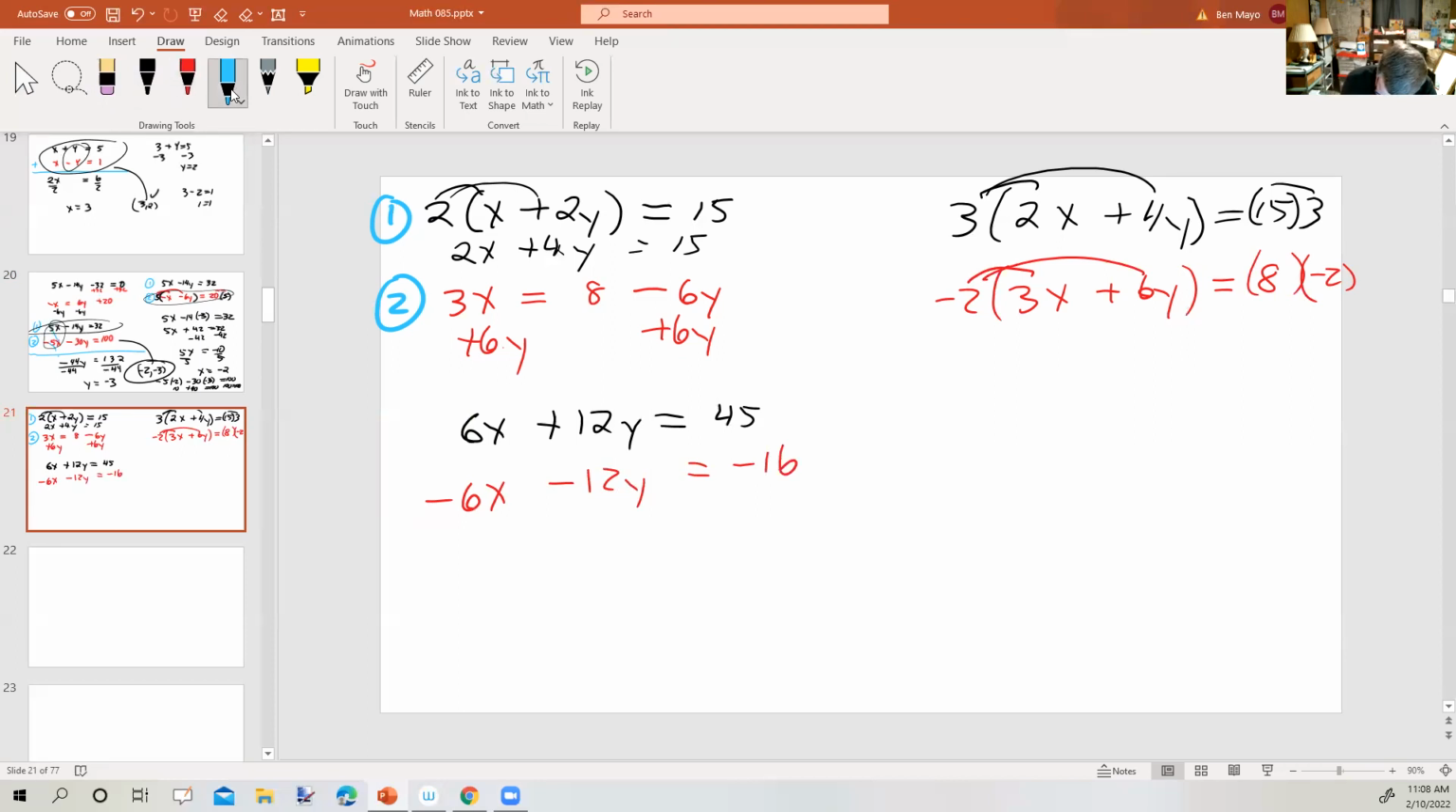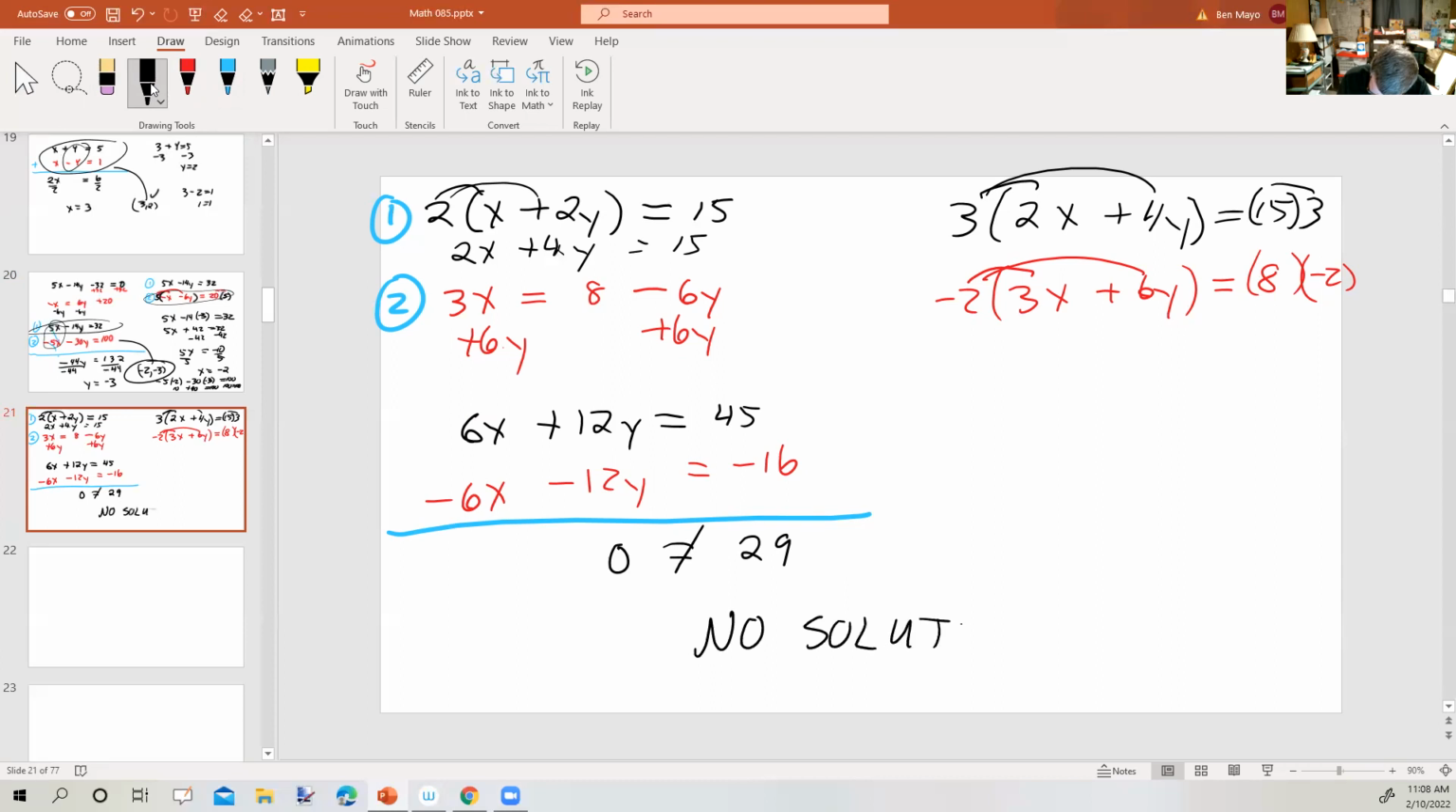All right, so now, and again, I was focusing on getting rid of x's. 6x minus 6x is 0. Oh, look at that, 12y minus 12y is 0. So in this case, both of them cancel. 45 minus 16 is what, 29? So I get 0 equals 29. That's a false statement, so there's no solution. Again, in my attempt to get one equation with one unknown, I got no solution. I got a statement that's false.